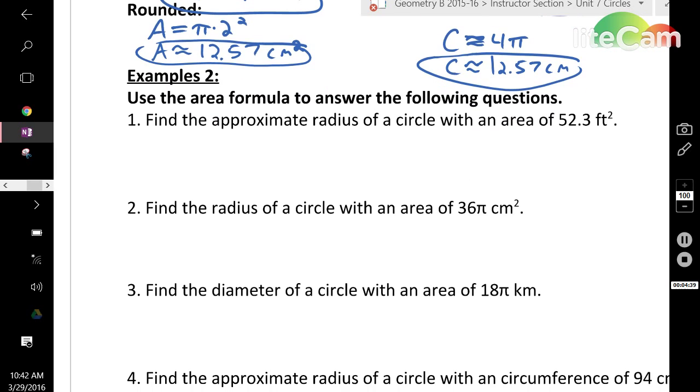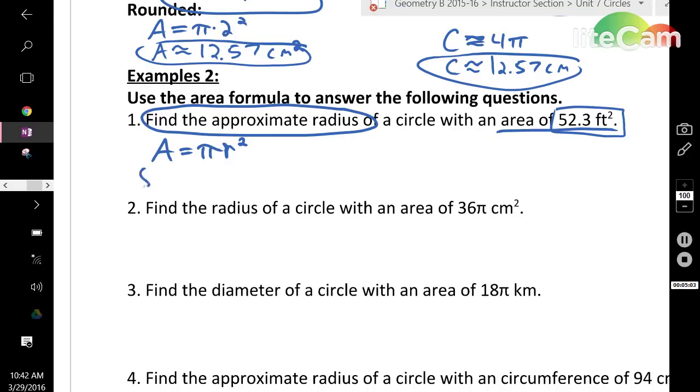Now, these examples down here, you're going to use the area formula to answer the following questions. So this one says find the approximate radius of a circle with an area of 52.3 square feet. So, talking about area formula, rewrite that, A equals pi r squared. They give us area. That's A. So this number here is going to go in for A. So 52.3 is equal to pi times r squared. Notice how we don't know what r is. And that's exactly what they asked us for here in the very beginning. Find the approximate radius. So we're going to solve for r.